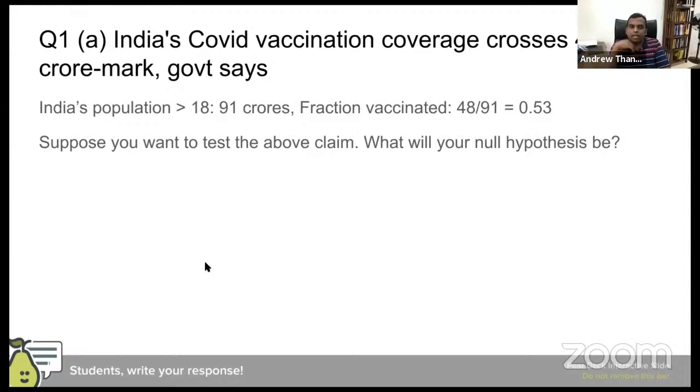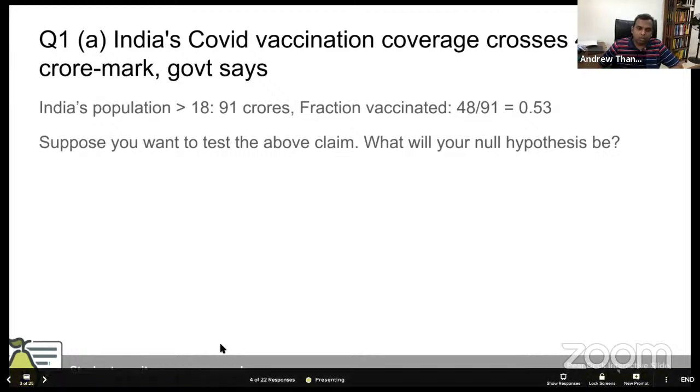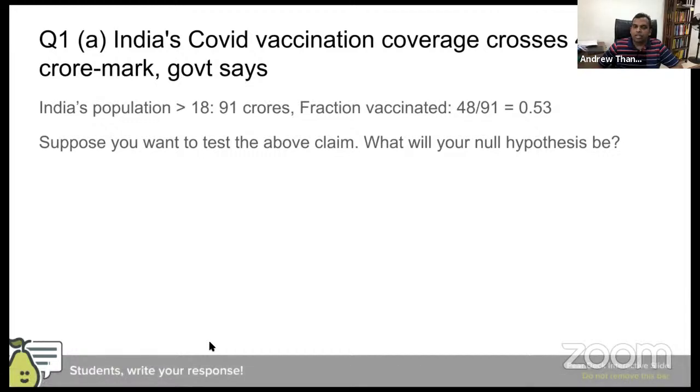So if you look at the Indian population for above 18, it's about 90 crores, maybe more, maybe less. I don't know, just estimating 90 crores or so. So if the vaccination has crossed 48, then the claim really works out to something like the fraction of people vaccinated is 0.53, right? So we may want to test this claim and see if it is true or not. If you are doing that, what will your null hypothesis be? What will be your setting, and what will be your null hypothesis is the first question.